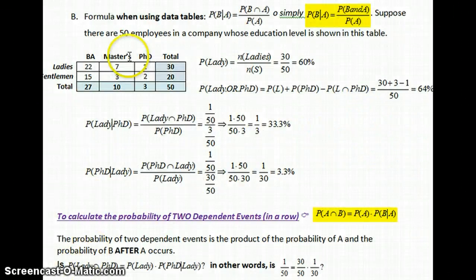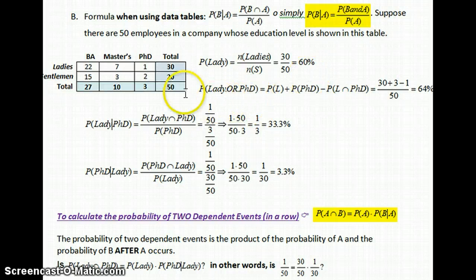When we use data tables, we will use a formula that is a little bit different. It's this one here, all right? What is the conditional probability of B, knowing that A occurred first? Well, that's going to be a fraction also, where the numerator is the probability of both events, B and A, over the probability of the first event.